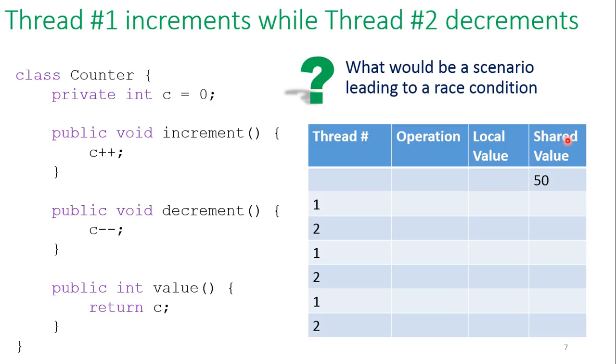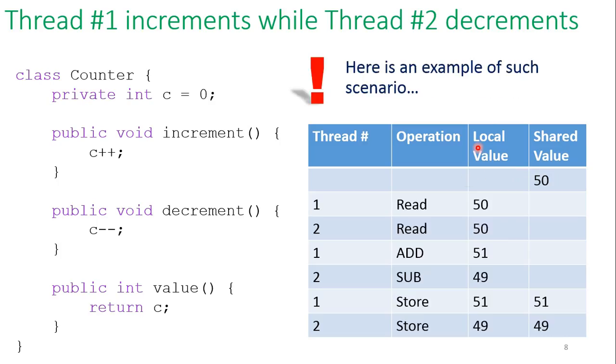The rightmost column represents actually the field inside the shared object. The local value represents the register inside the thread execution context that is going to be loaded with that value, then modified, and that will be eventually returned back to the shared object here. So let's step through this program.